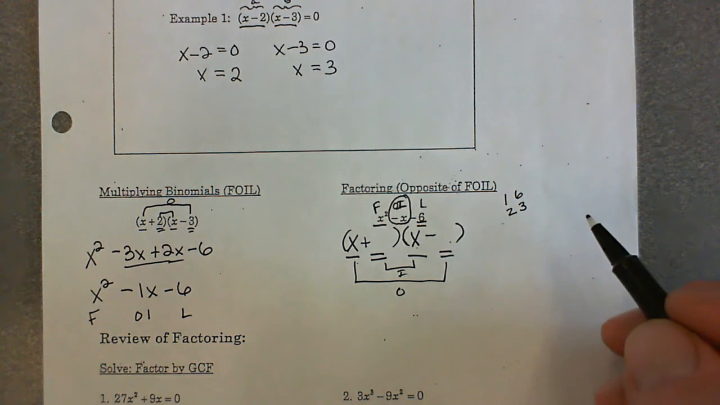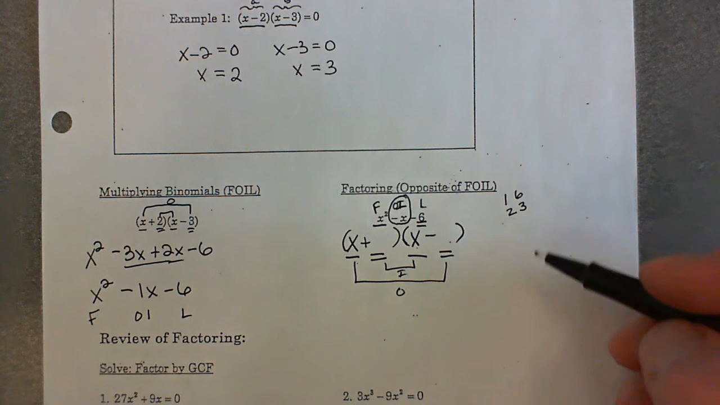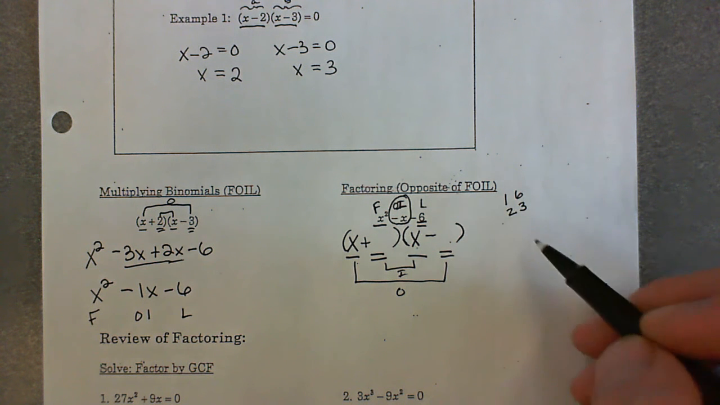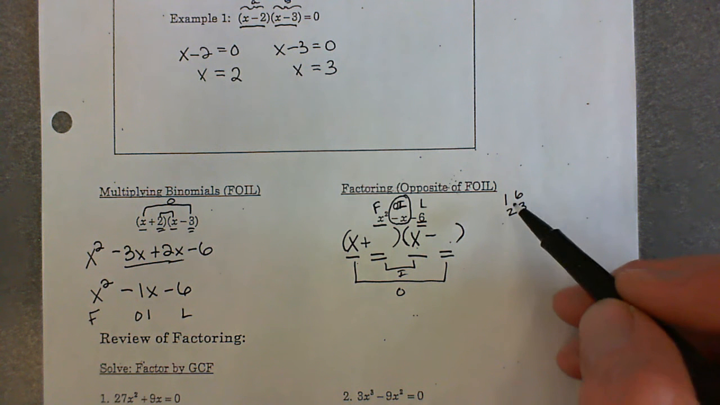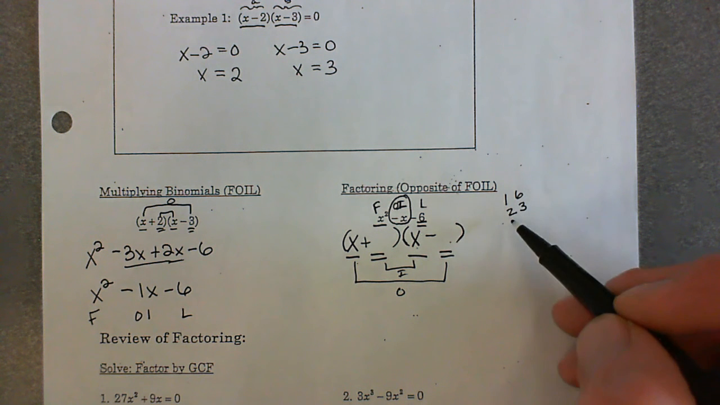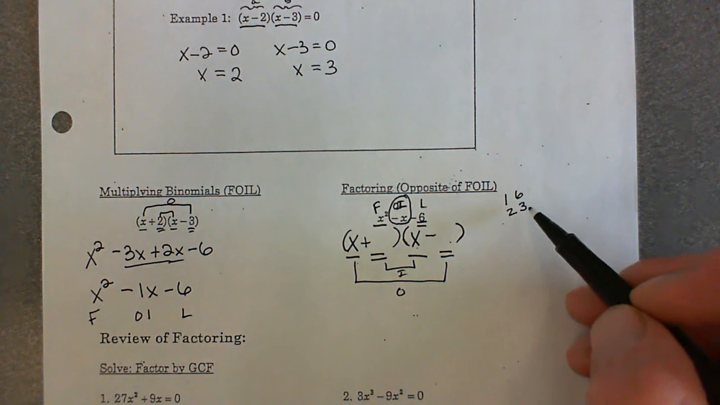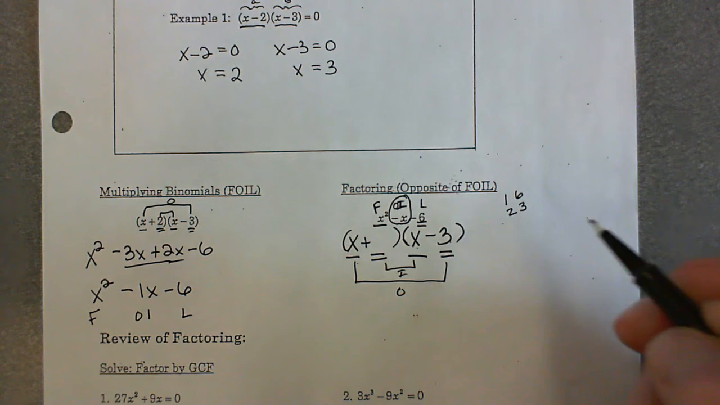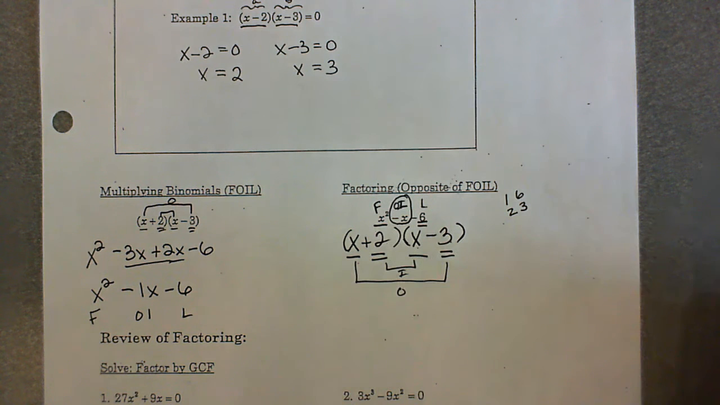Well, a positive and a negative will ultimately get subtracted when you combine those together. So which of these will get you a negative 1? Can you get a negative 1 out of a 1 and a 6? No. How about out of a 2 and a 3? Well, sure. If the 3 was negative and the 2 was positive, you could get negative 1. So 3 goes here, 2 goes there.